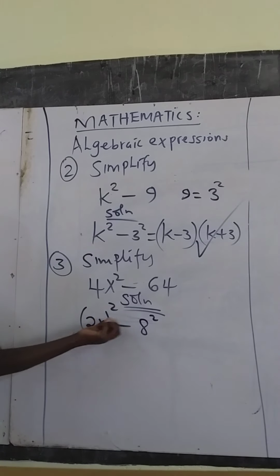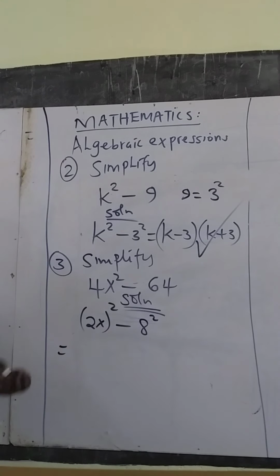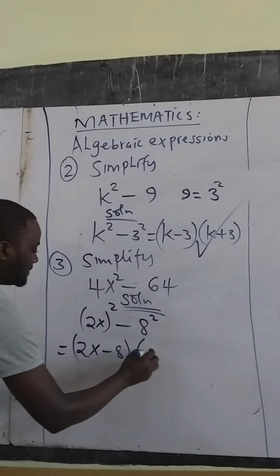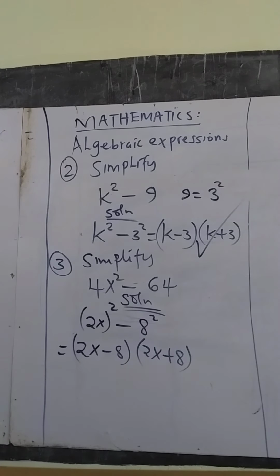Still, this is a difference of two squares, so the solution will be 2x minus 8 times 2x plus 8. This one is very simple, and I can see the majority of us are getting it. We continue, and the mathematics is very simple. We continue with example 4.